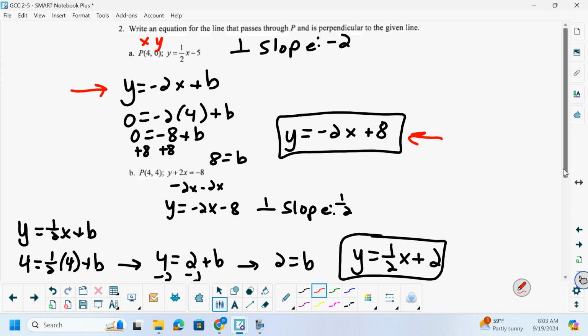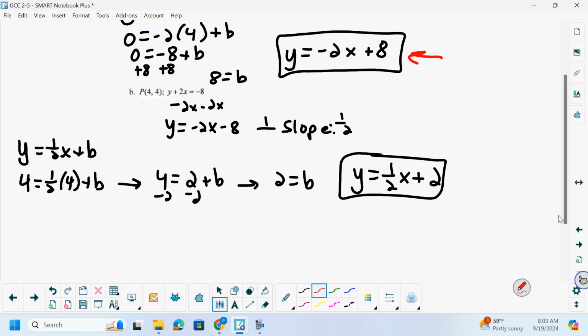2b was a similar idea. We just had to rearrange to get in y equals mx plus b form first. We have -2 for our current slope. Well, that's really -2 over 1. So change the sign. So we want a positive now. And then flip the fraction so we get 1 over 2. So we have y equals 1/2 x plus b. X and y both happen to be 4 here, so fill those in. Solve for b, you get b equals 2, and we end up with y equals 1/2 x plus 2.